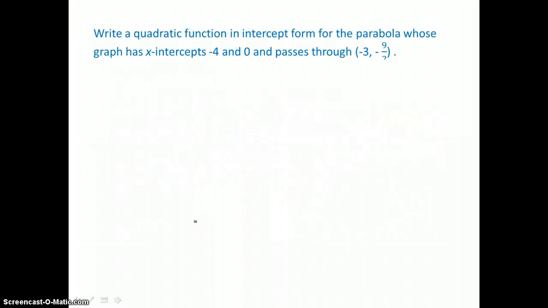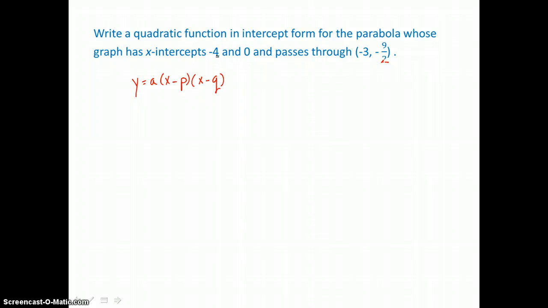Okay, here we're going to write a quadratic function in intercept form for the parabola whose graph has x-intercepts negative 4 and 0 and passes through negative 3, negative 9 halves. So in this problem, since we're given the x-intercepts and a point on the parabola, we would want to use intercept form. And remember, intercept form is y equals a times the quantity x minus p times the quantity x minus q.